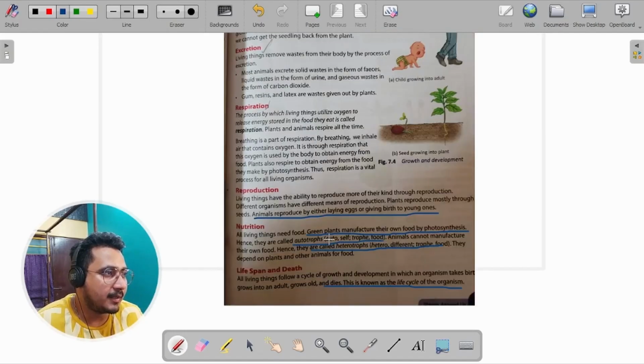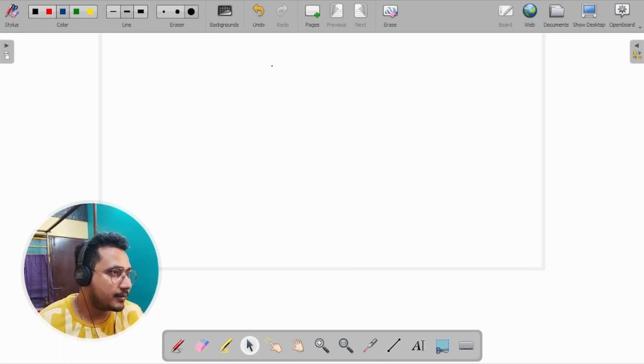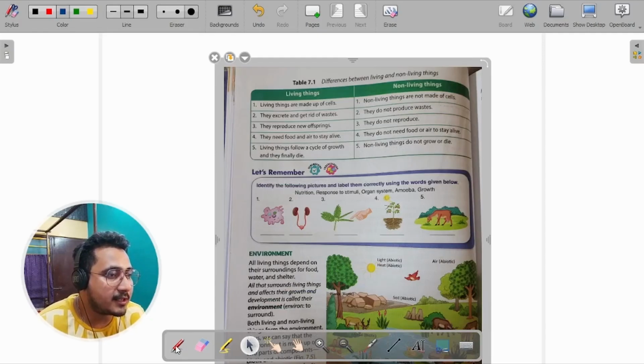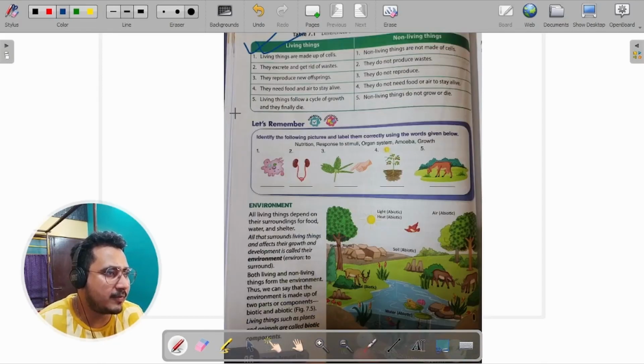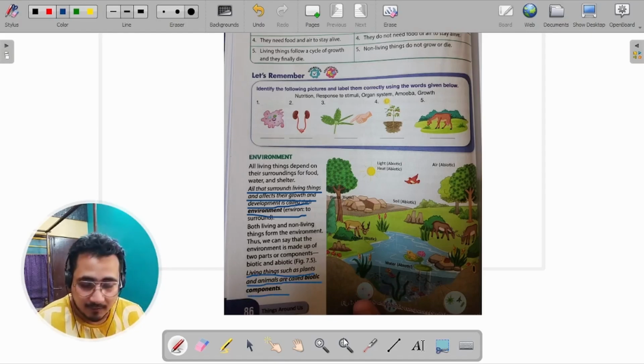Let me take the next page. This thing is actually very important: the difference between living things and non-living things. Now there is a definition of environment. I underline through it. And here also, you can get a question like, what are the different components of the environment?